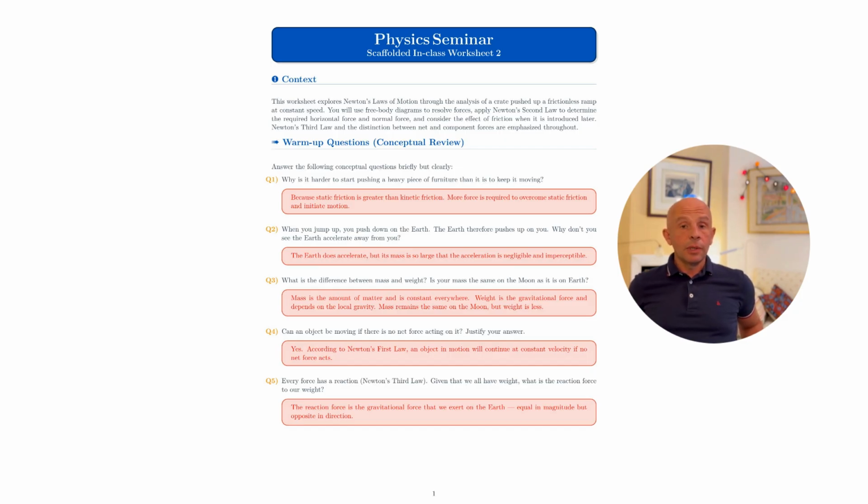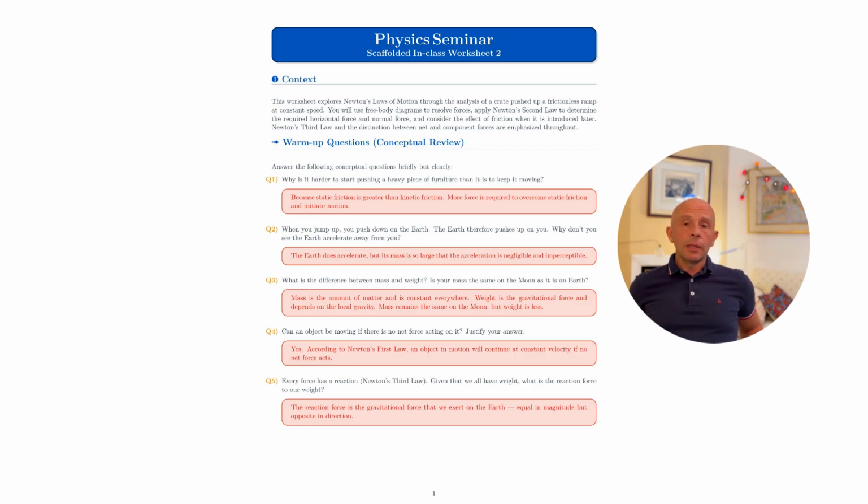This is kinetic friction, so the peak force needed to start the motion is always higher than the force needed to maintain it. Question 2. When you jump, you push on the Earth and the Earth pushes back on you. Why don't you see the Earth accelerate? This is a great question about Newton's third and second laws. The forces are indeed equal and opposite, but as the answer notes, the Earth's mass is enormous.